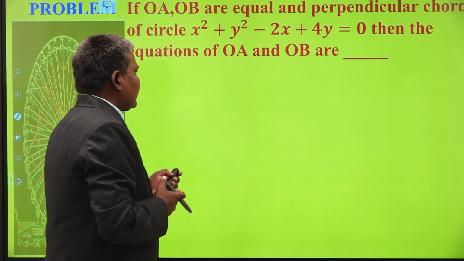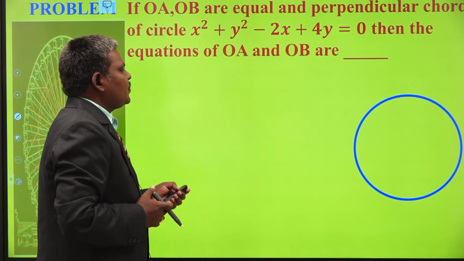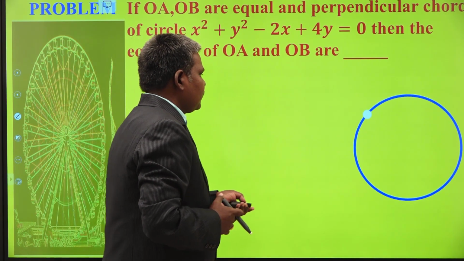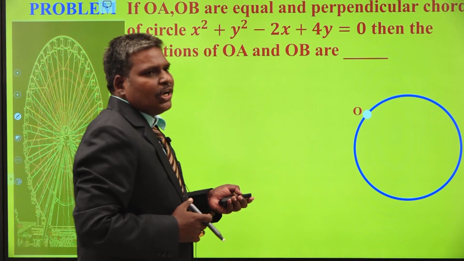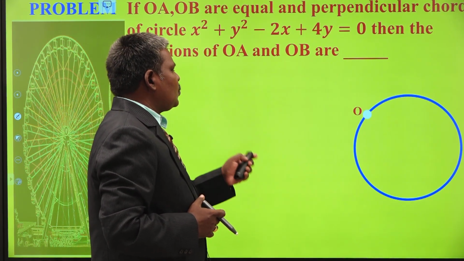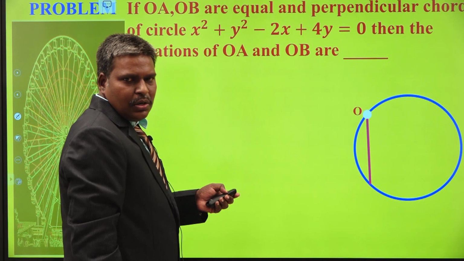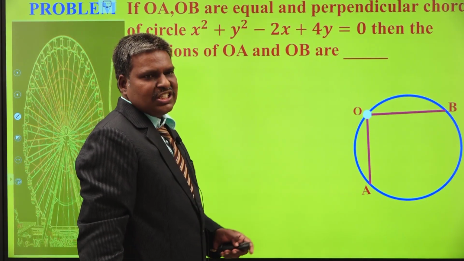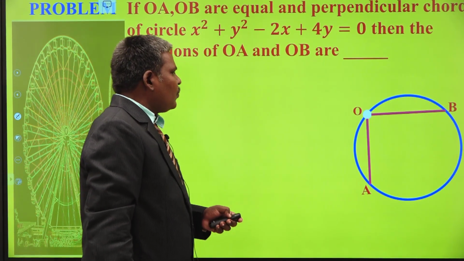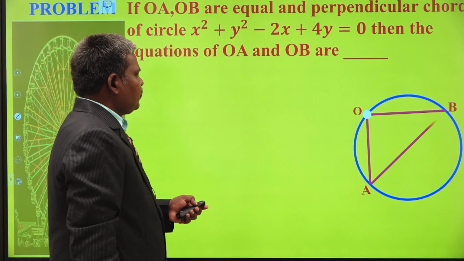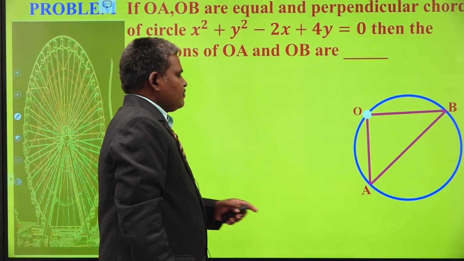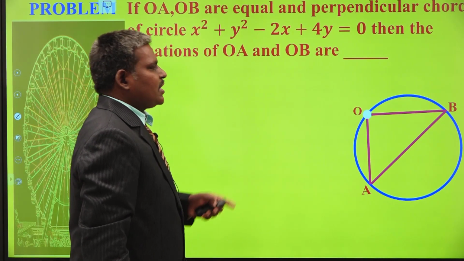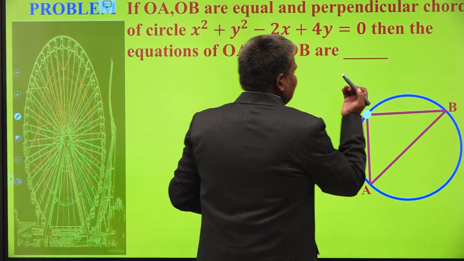Let us draw the rough diagram as usual. This is your circle, this is your origin. Now draw two perpendicular and equal chords through the origin to the circle. These are two equal and perpendicular chords as shown in this figure, OA and OB. Now this line joining AB will be a diameter of your circle, because the angle in a semicircle is 90 degrees.